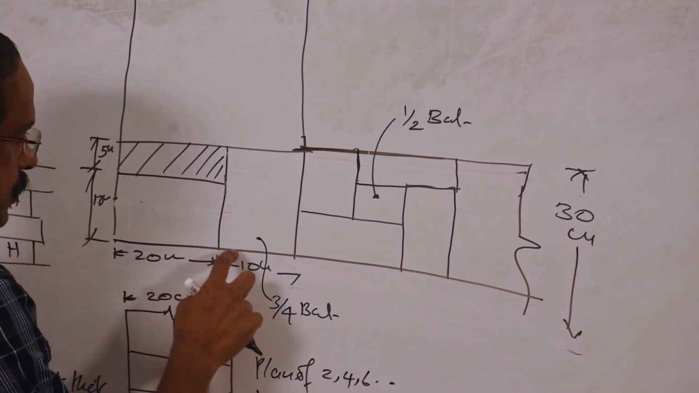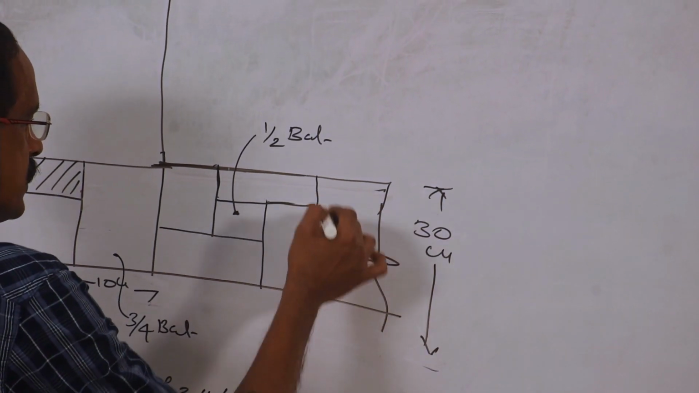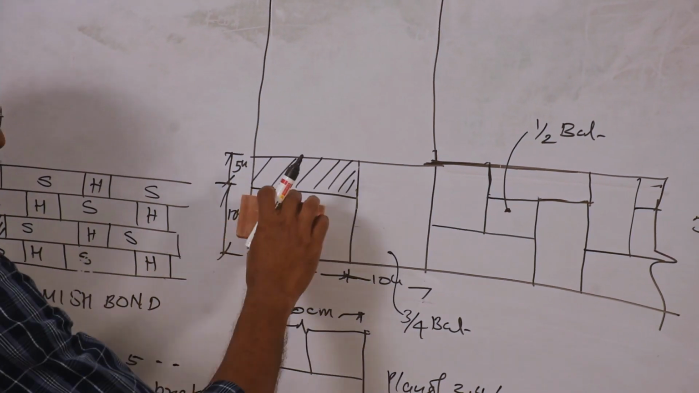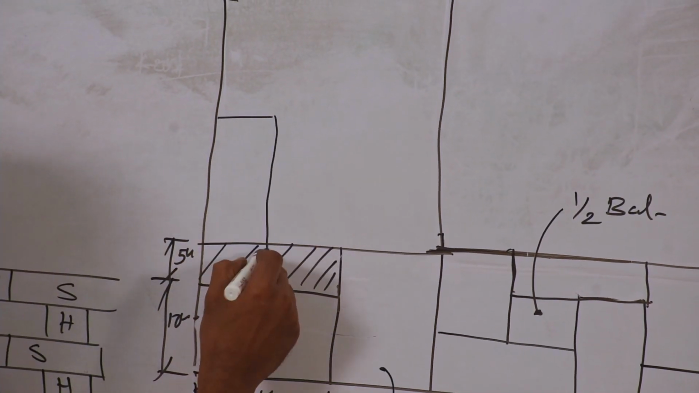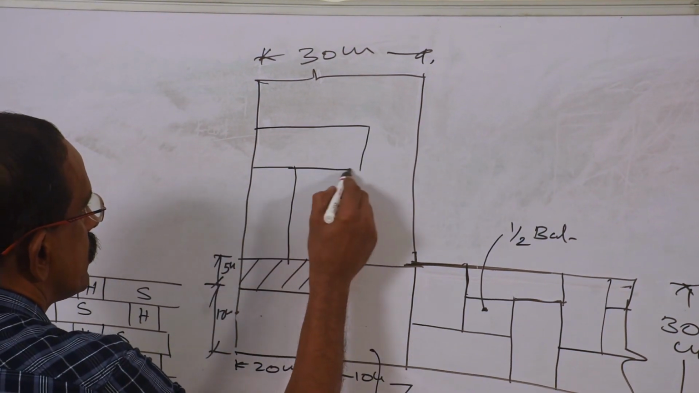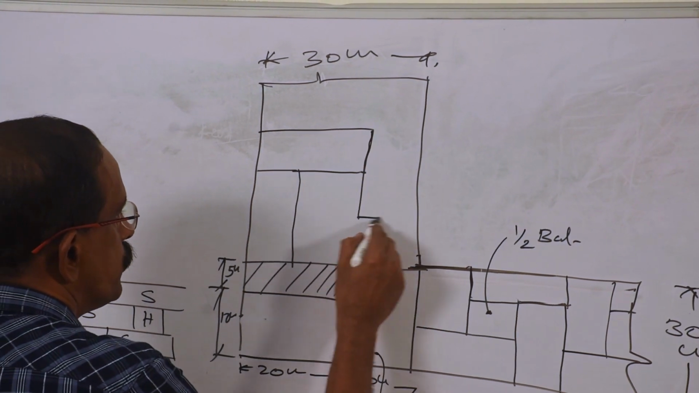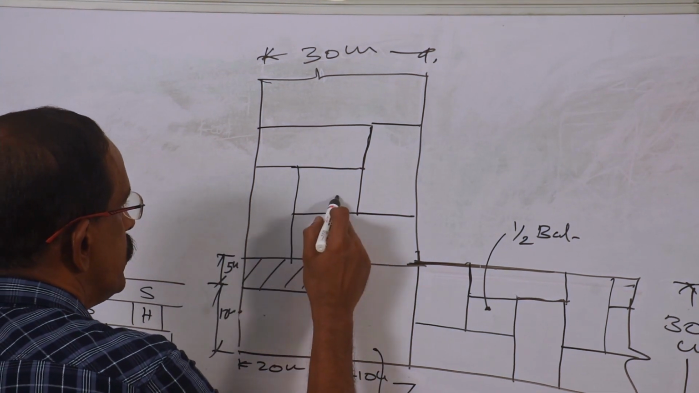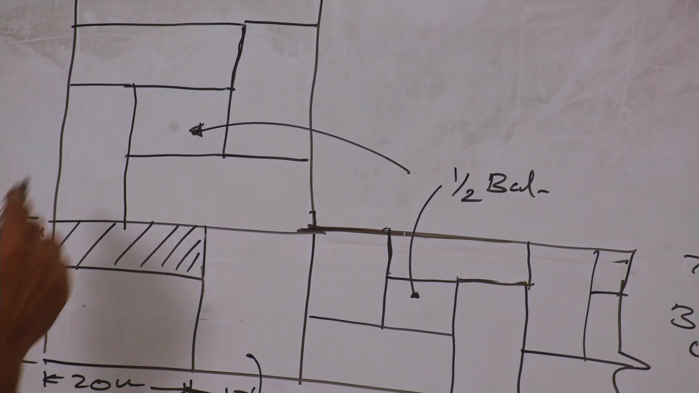Consider elevation: structure, header. Next is structure. Next is header. So the same arrangement will continue. The same arrangement in this direction also. This is header, so next should be structure. Next should be header. So if you keep a header, that will come only up to here. Now keep another brick like this, that may reach only up to here. So to complete that, keep one full brick here. In between there is a space of 10 by 10, that is half bat. This will continue.